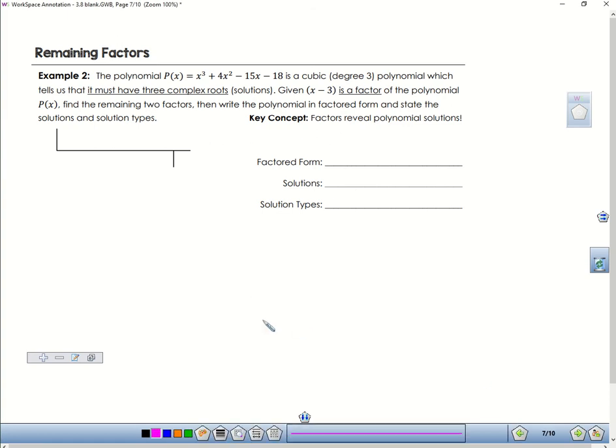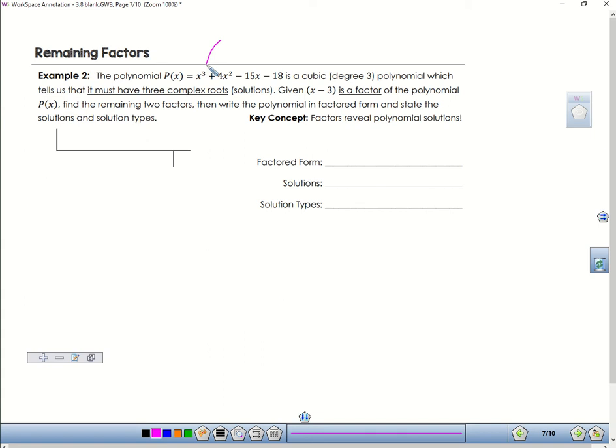So now we're going to do an example where we're looking at a polynomial. This is a common kind of SAT type question they might ask you. It says the polynomial p of x equals x cubed plus 4x squared minus 15x minus 18 is a cubic, degree 3 polynomial, which tells us that we must have 3 roots. How do we know that we have 3 solutions right off the bat before we do anything? Anybody remind me how we learned that? How did we know we have 3 solutions here?